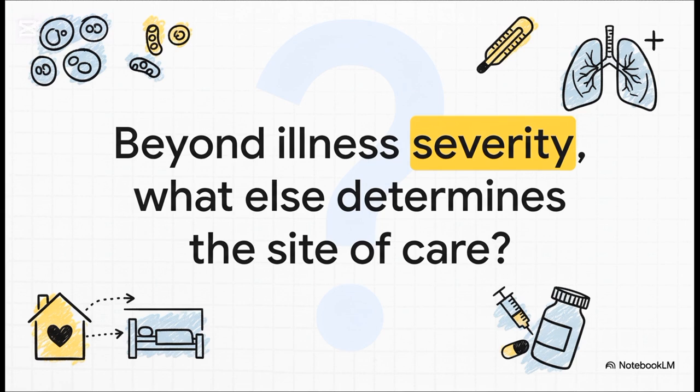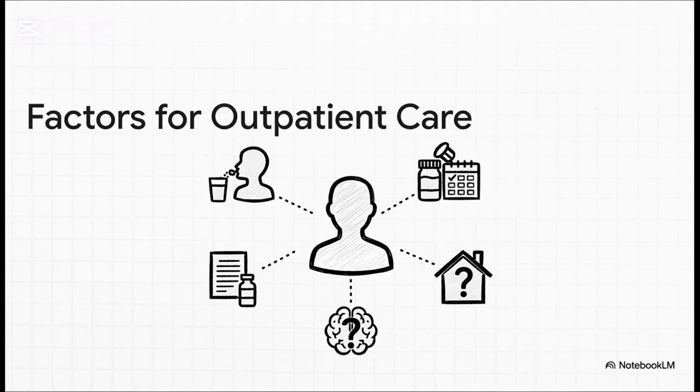What are those real-world things you need to think about before you can feel good about sending someone home? You have to see the whole person, right? Can they actually keep fluids and pills down? Are they going to remember to take their medicine 3 times a day? What if they have cognitive issues? Or maybe they're homeless and don't have a safe place to recover? Look, a perfect antibiotic plan means nothing if the patient can't actually follow it. These factors are absolutely crucial.